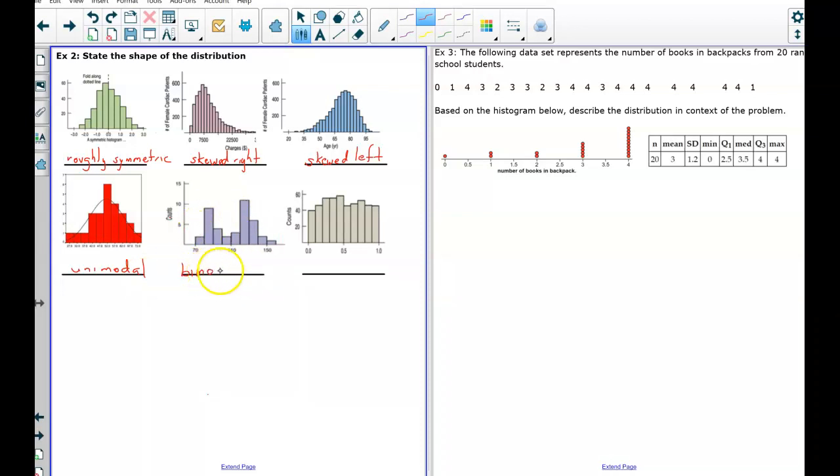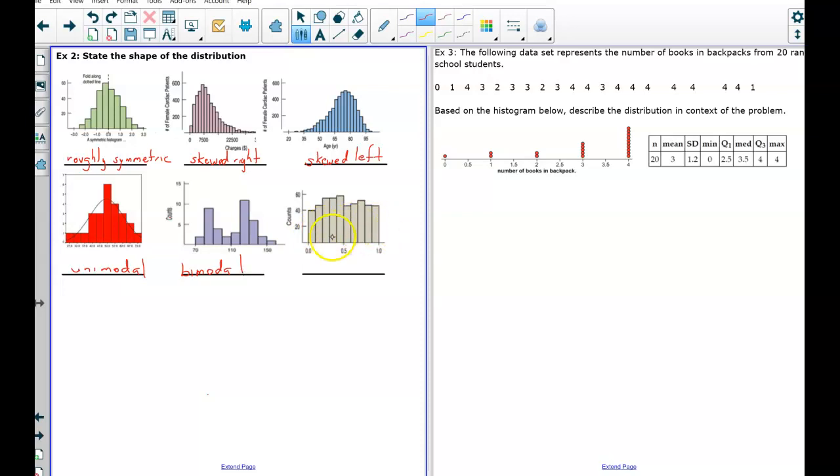We see two modes. So if you were looking at heights of students at East Meadow High School, you may see a bimodal distribution because females tend to be smaller than males. Not always, but tend to be smaller than males.